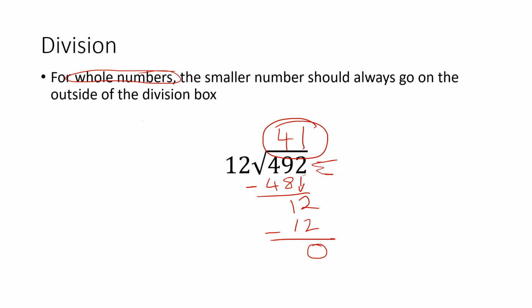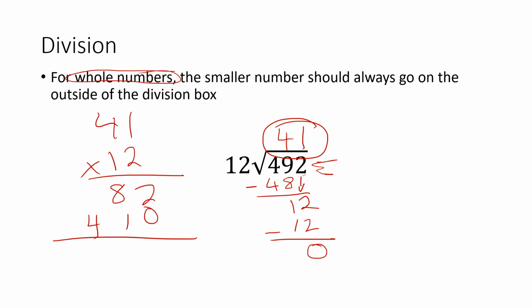To double check our division problem, aside from plugging it into your calculator, you would set this up to multiply and check your answer. 2 times 1 is 2, 2 times 4 is 8, 1 times 1 and 1 times 4. Add the 2 together. You should get 492.